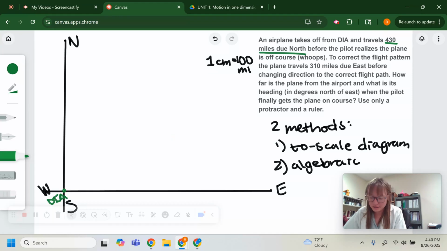Hang on, this is going to be very challenging for me. When I draw it, I'm going to draw 4.3 centimeters north of DIA. How many centimeters are you going to draw?